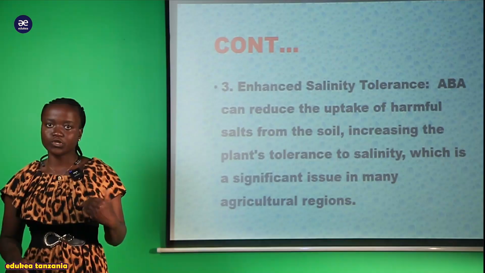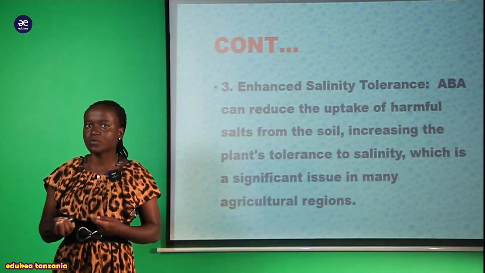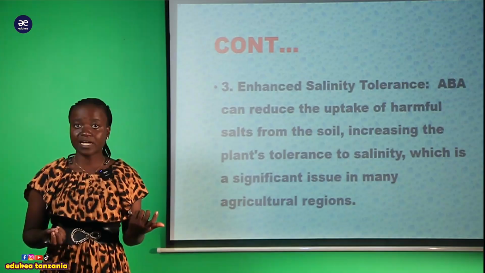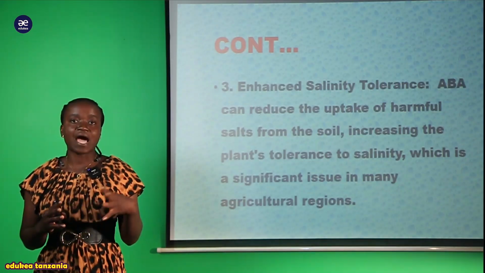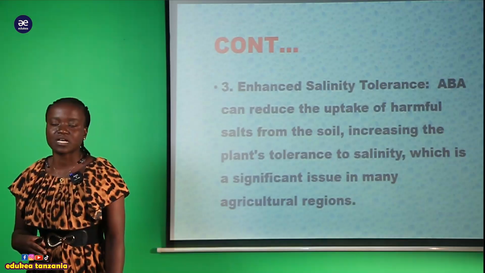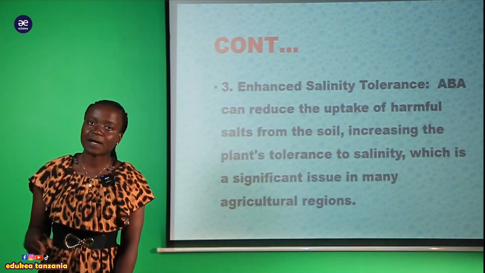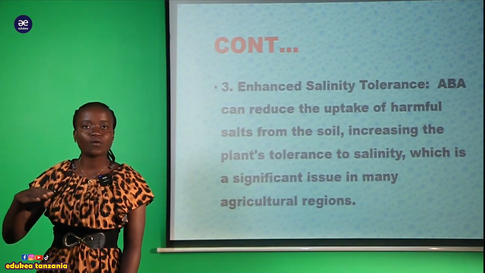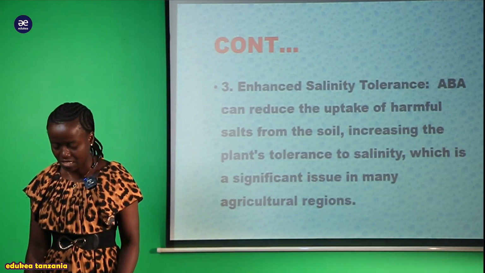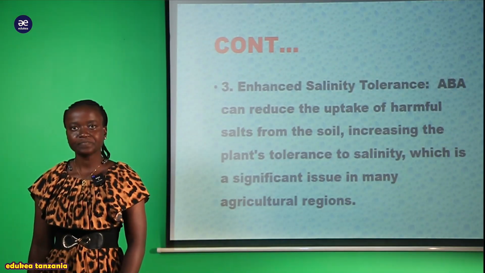So pia ina reduce ile intake of salinity within a plant, since when the salt enters within a plant, it causes a drying of that plant. So due to the presence of this abscisic acid, ndipo ambapo miti inaendelea kugrow within a salty region, is due to the presence of this abscisic acid.